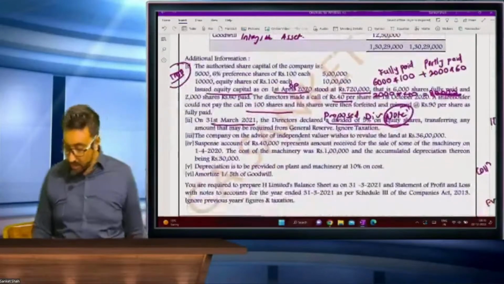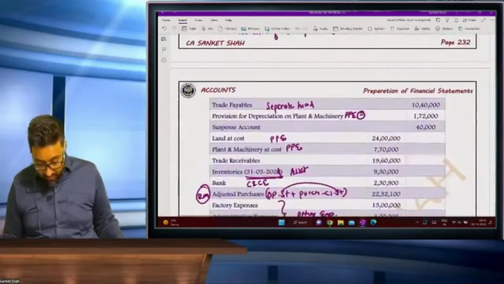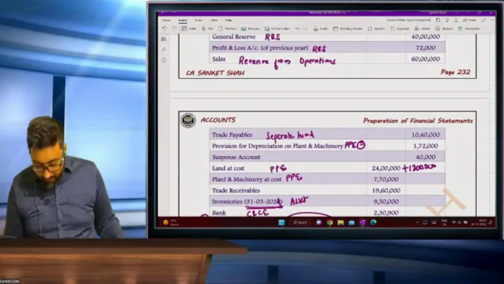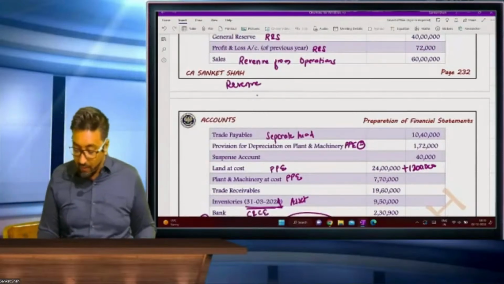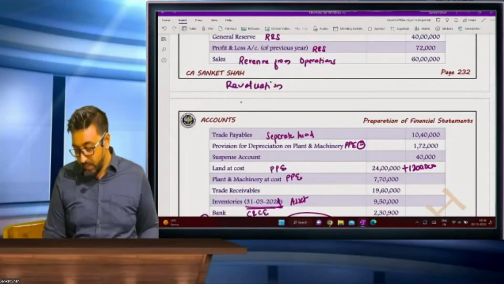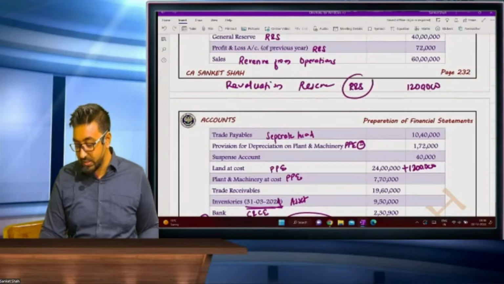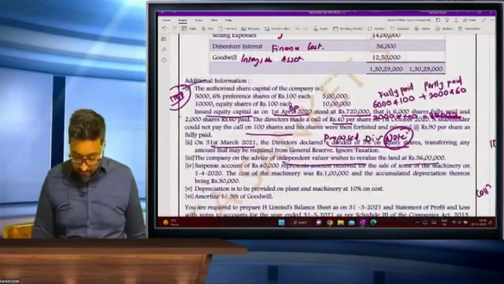The company advised an independent valuer to revalue the land. So land 36 lakhs. So 12 lakhs से land बढ़ा देंगे. And I write one more item under revaluation reserve. Revaluation reserve 12 lakhs under the head reserves and surplus.